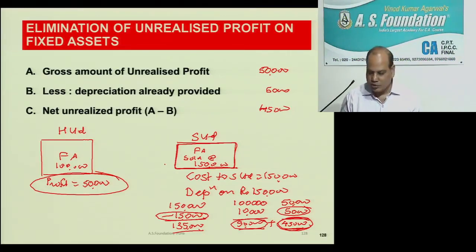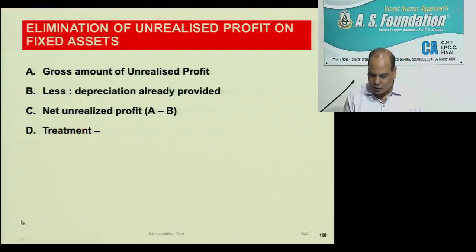Treatment. Point D, treatment. Deduct unrealized profit rupees 45,000 from fixed asset in the balance sheet. So if I deduct 45,000, it will appear at 90,000 now, the same amount at which it would have appeared, 1 lakh minus 10%. And deduct it from the profit of the selling company. Who has sold in our example? H. So H had recorded the profit. So reduce 45,000 from the profit of the selling company.